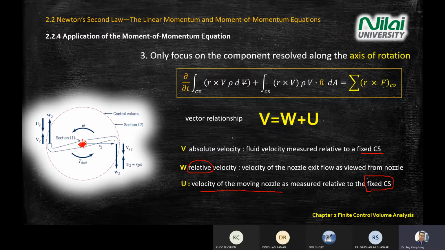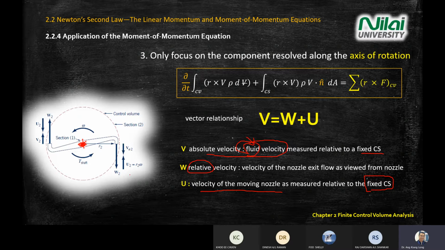So V is the absolute velocity, which is the float velocity. The keyword is float. As you can see here, the float is coming out from the nozzle. V is what you measure if you put an instrument here and sense the velocity here. However, W is what you see from here. What you see from here is W2, and what you measure at this point gives you V.